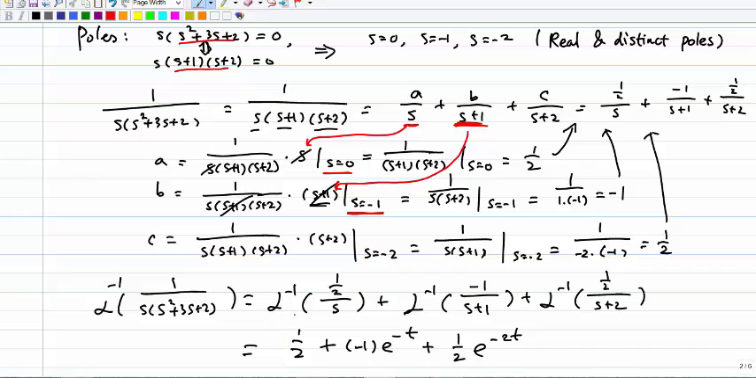Accordingly, we use a table to look at what functions are associated with these functions in the s domain. The inverse Laplace transform of 1/2 over s is 1/2. The inverse Laplace transform of -1 divided by s plus 1 is -1 times e to the minus t. The inverse Laplace transform of 1/2 divided by s plus 2 is 1/2 times e to the minus 2t. Okay, so that's my solution.